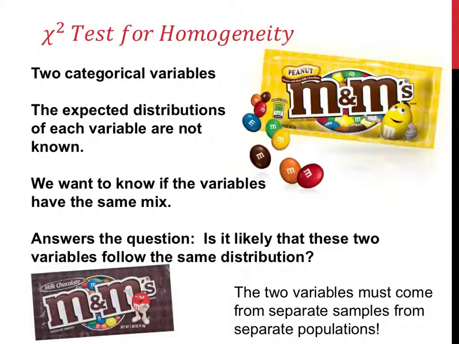And just like the chi-square goodness of fit test is used for one variable from one sample, the chi-square test for homogeneity requires that you have 2 categorical variables that come from separate samples from 2 separate populations. Here, the samples are the peanut M&Ms and the plain milk chocolate M&Ms.